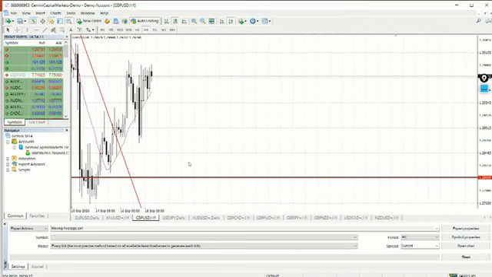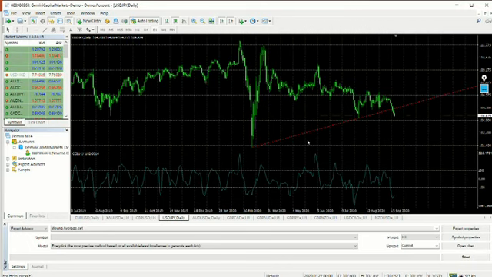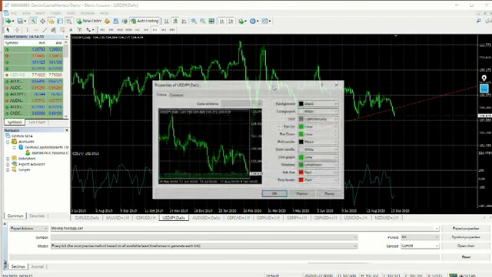Now, if we look for more examples, I had one here that I drew. So, okay, let me make this chart black and white.